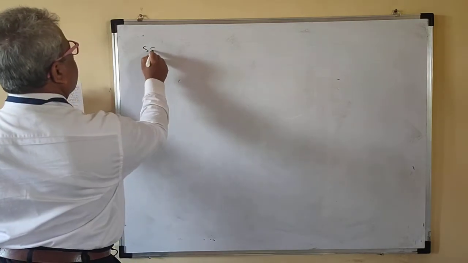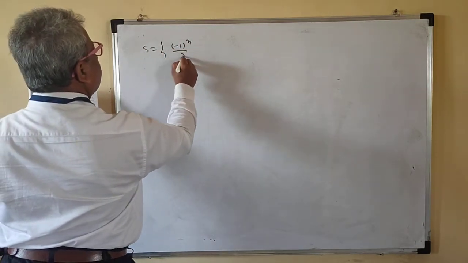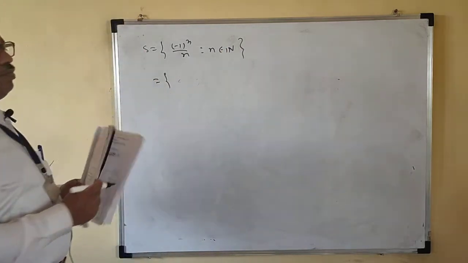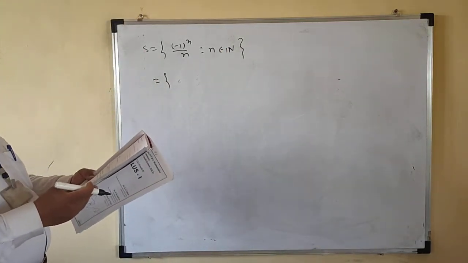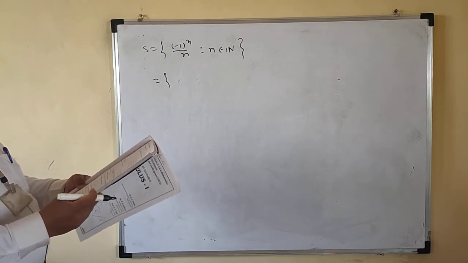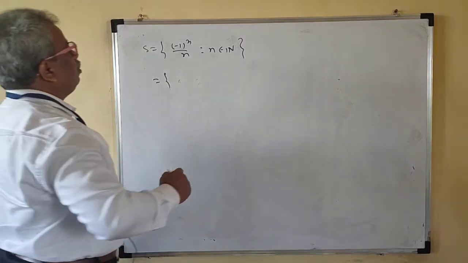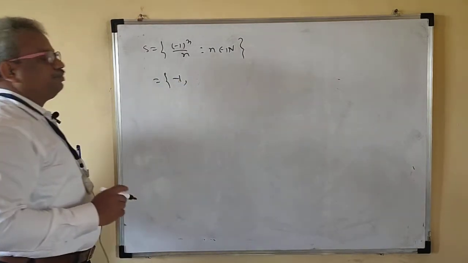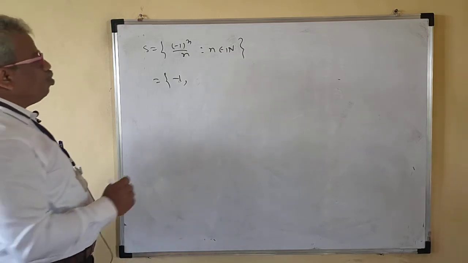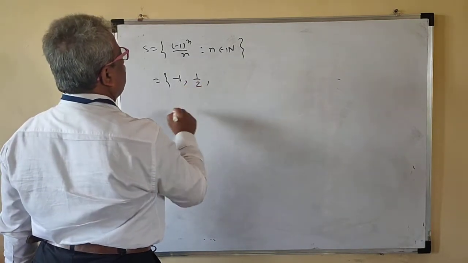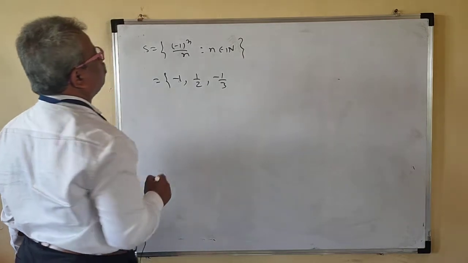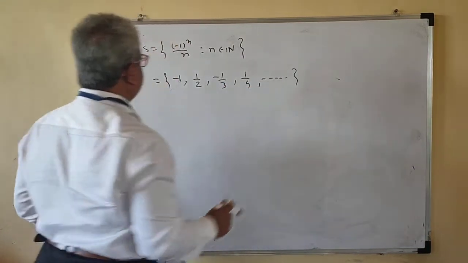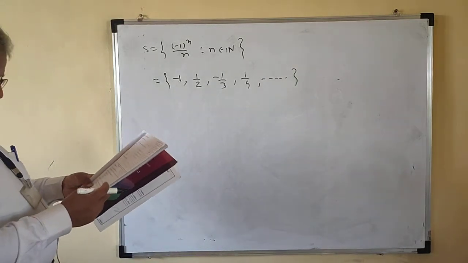Now suppose you have the set minus 1 raised to n upon n, n belongs to N. So we'll do for this one. If n is equal to 1, then this is minus 1. If n is equal to 2, then this is half. If n is equal to 3, then this is minus 1 by 3. If n is equal to 4, then this is 1 by 4, and so on.